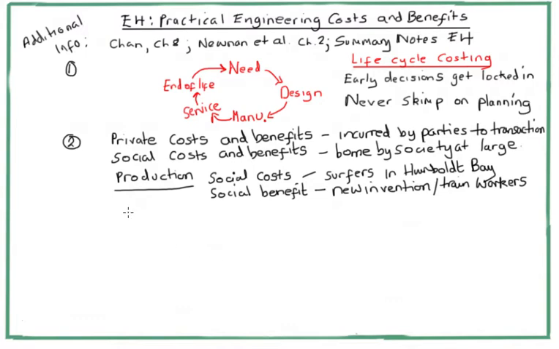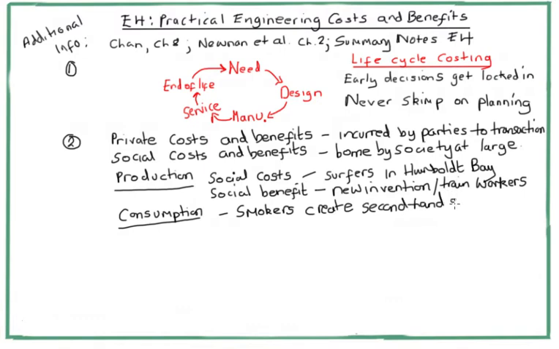And then on the consumption side, there can be social costs with consumption. So, for example, I mentioned the cigarettes. Smokers create secondhand smoke. And that's a negative for people who are not party to the transaction to buy the cigarettes. And then there are other goods that actually benefit people other than the people who purchase them.